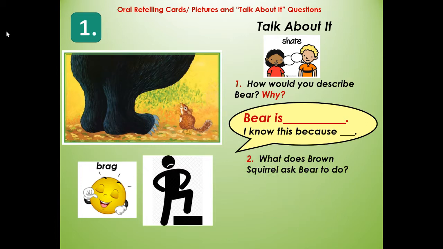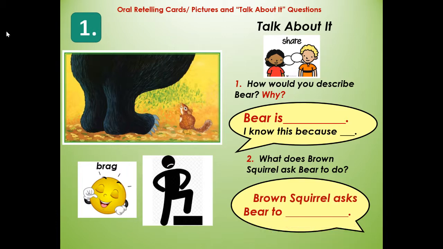What does brown squirrel ask bear to do? So after bear kept bragging and saying, I can do anything, I can do anything, brown squirrel asked bear to. So what does brown squirrel ask bear to do? Well, brown squirrel asked bear to tell the sun not to rise the next day. He said, if you can do anything, tell the sun not to rise. And then the sun set.